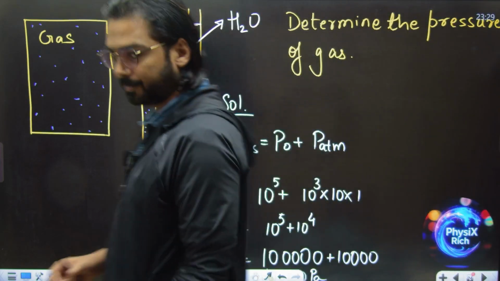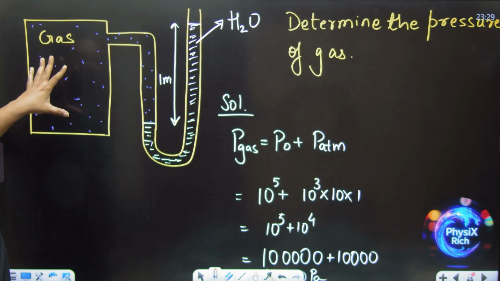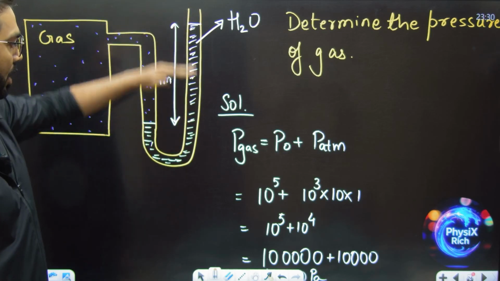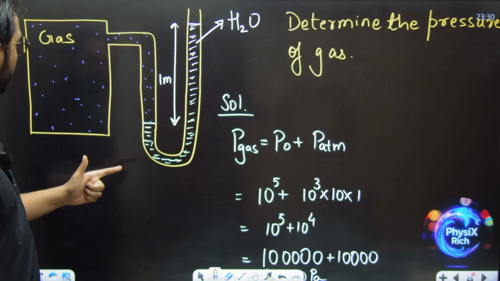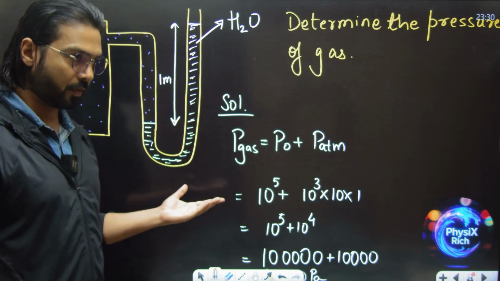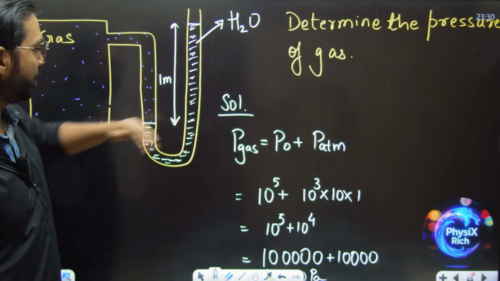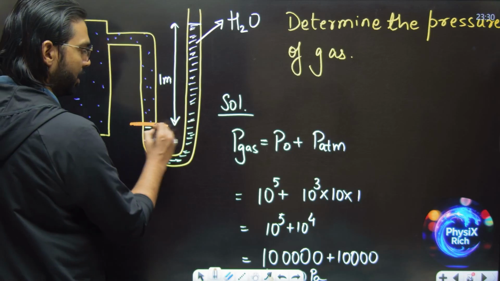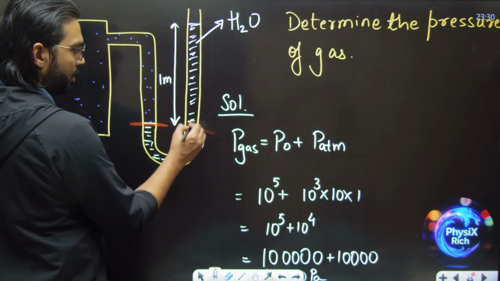Now check this out. What's happening here? We have a gas, and we have a certain height of the liquid over here, 1 meter height of the liquid. And we are supposed to find out the pressure of the gas. So how do we do it? Well, pressure at this point should be equal to pressure at this point. Okay, I hope that is clear. Pressure at this point should be the same as pressure at this point.